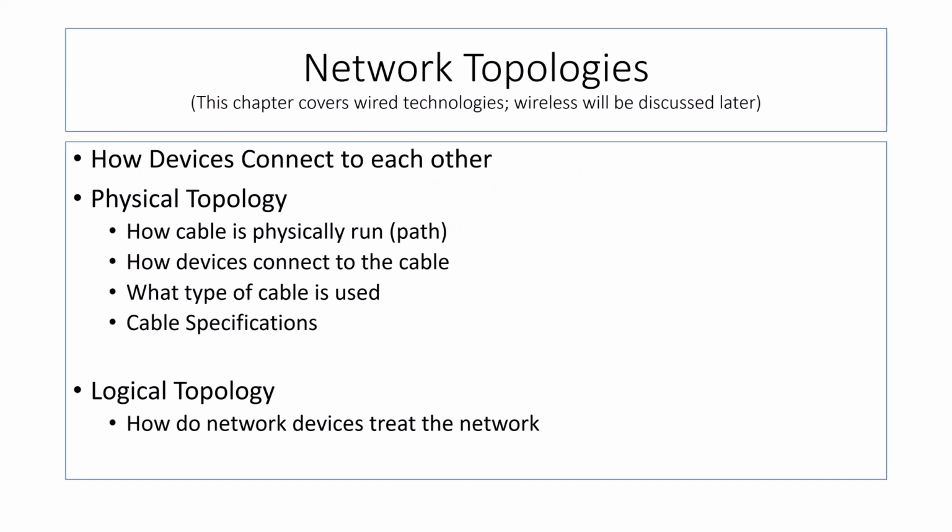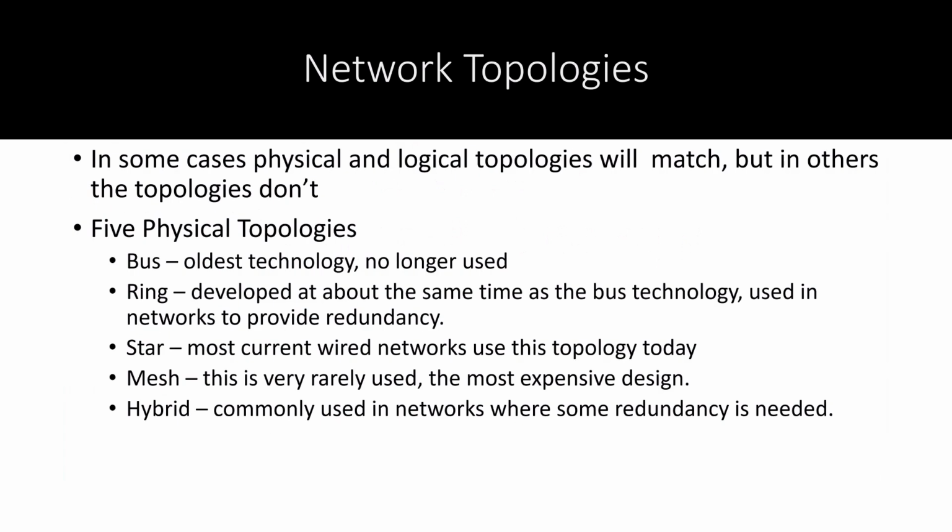When discussing network topologies, we're discussing two things. The physical network, that's how devices connect to each other, along with the logical topology, which is how the network device thinks it's connected to the network, what type of network it perceives, what it looks like. In some cases, both the physical and logical topologies will match, but in others, the topologies don't.